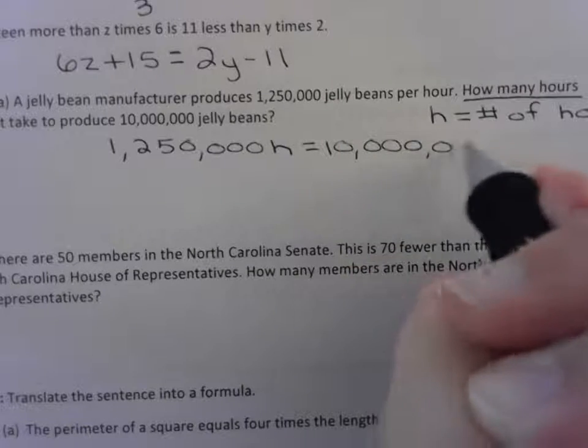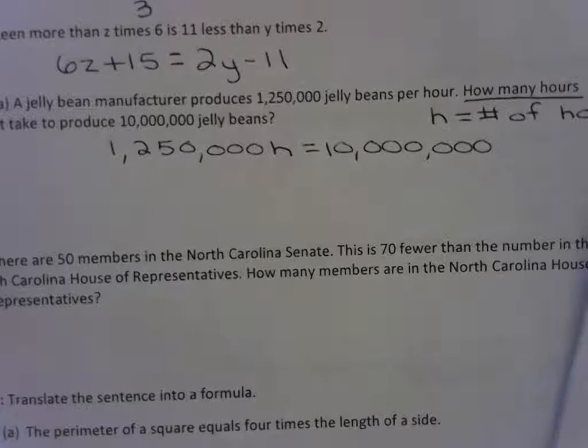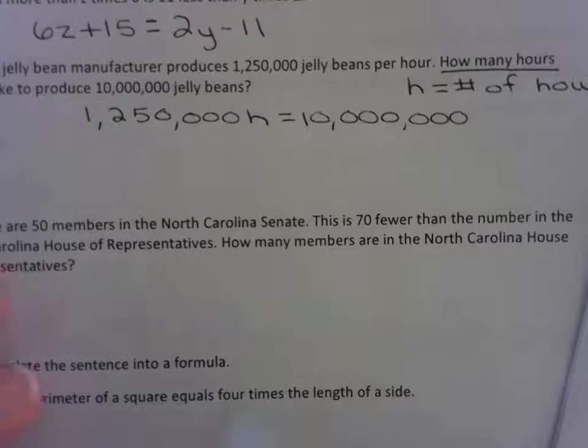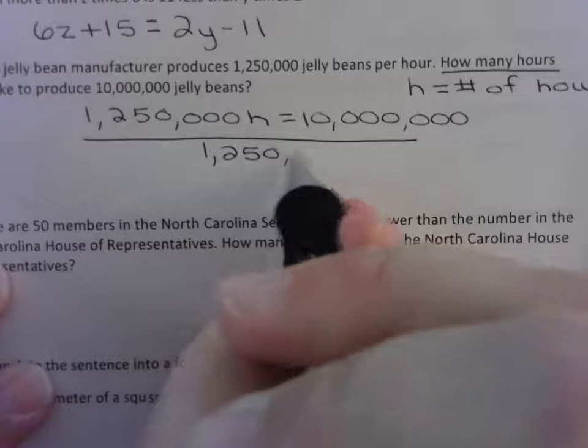I know story problems are overwhelming, but it's easiest if you find your variable first and then go back and think, okay, what do they tell me about it? You could do it another way. We're going to do the same thing, but we're going to set the equation first. So as I look at this, I want to solve this for h. So we are going to divide by the 1,250,000.